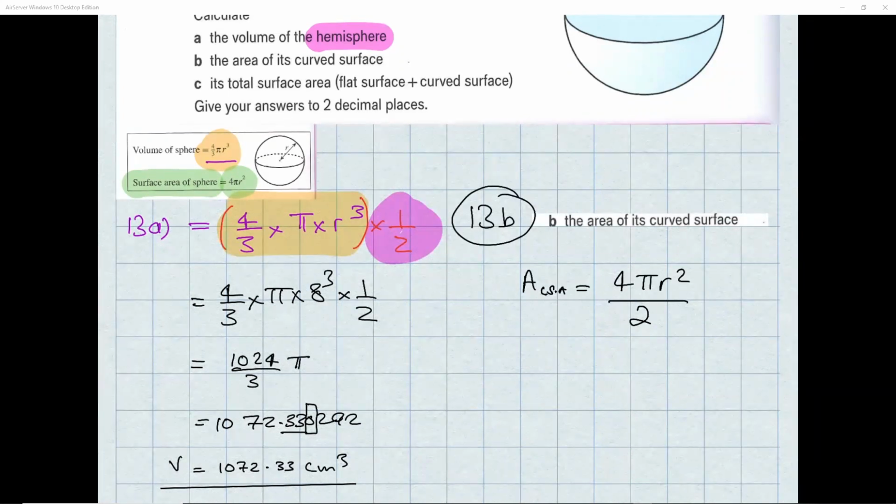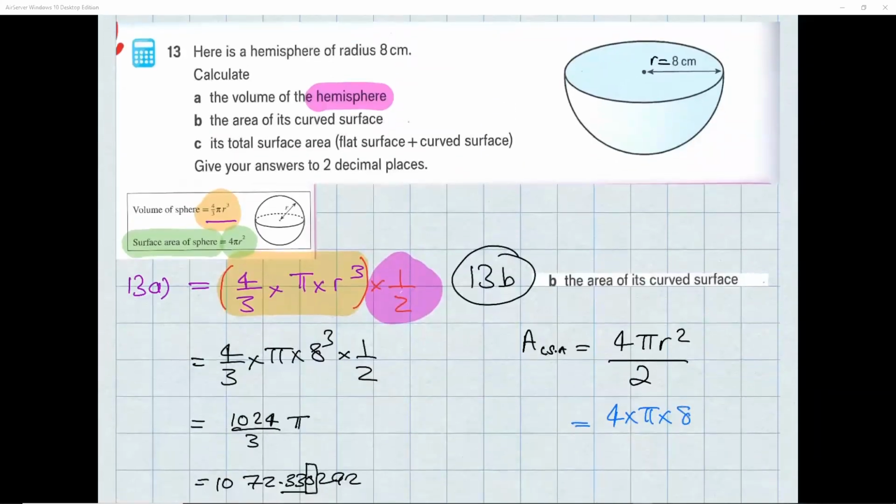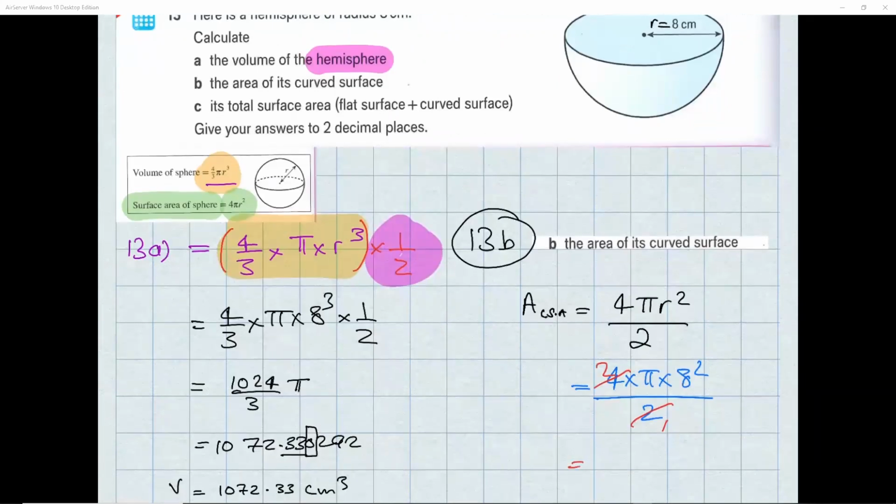Fantastic. Okay, Arwa, can you give me some values, please? 4 times pi times 8 squared, divided by 2. And the 2 will cancel anyway. That's 1, that's 2. So we'll be left with 2 times 64, which is, what's 2 times 64? 128. Okay, so I've got the curved surface area for the hemisphere of 128 pi centimeters squared. We've got to give that to 2 decimal places.